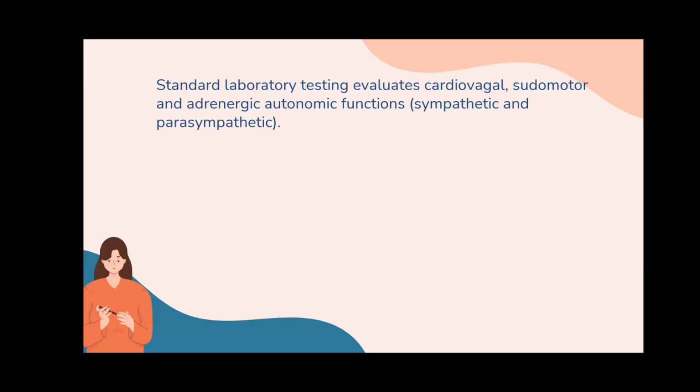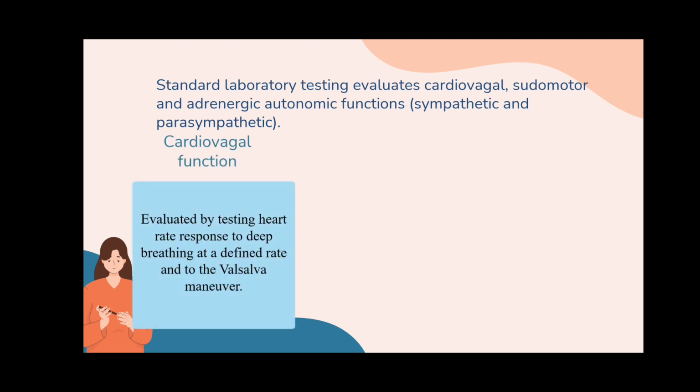Standard laboratory testing evaluates cardiovagal, pseudomotor, and adrenergic autonomic functions, which consist of both sympathetic and parasympathetic. The first one is the cardiovagal function. It is evaluated by testing heart rate response to deep breathing at a defined rate and to the Valsalva maneuver.